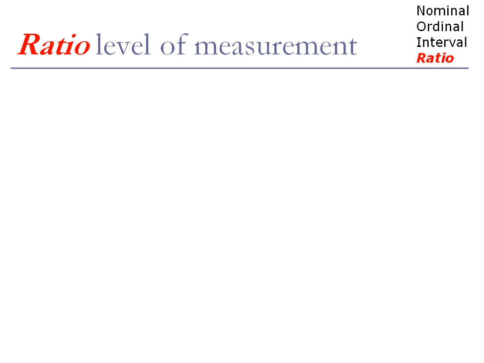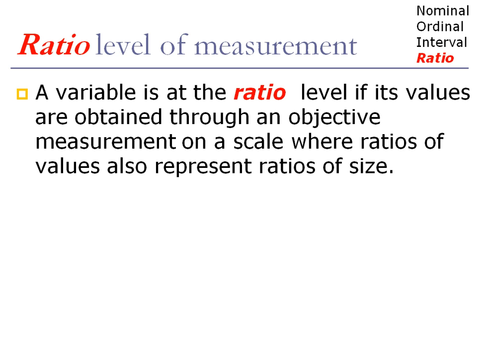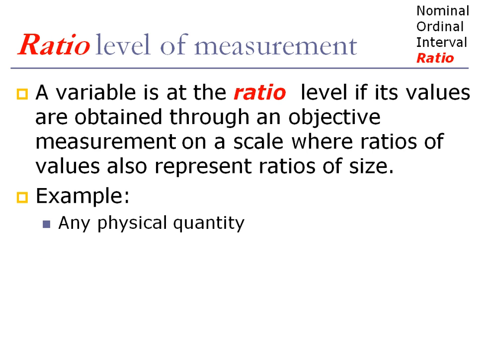That's the ratio level of measurement. As you can imagine, at the ratio level we have objective measurements on a scale where ratios actually represent ratios of size. So when we're saying that one measurement is twice as much as the other one, we mean that the quantity is twice as big. Again, let me give you just a few examples. We'll do lots more in class. But pretty much any physical quantity.